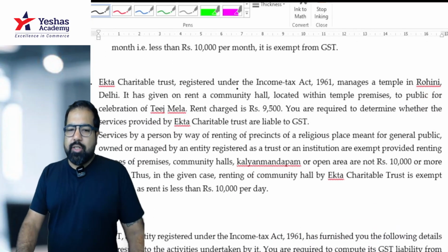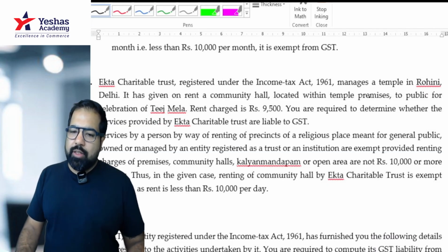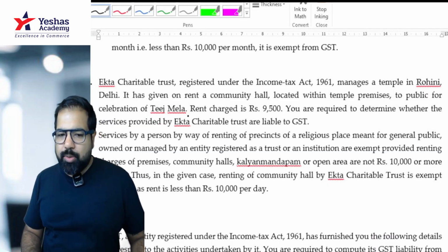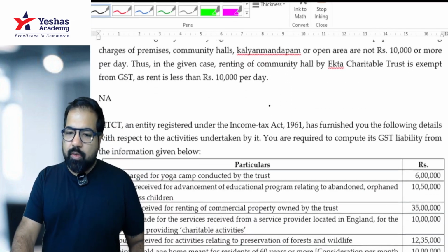Ekta Charitable Trust, registered under the Income Tax Act, manages a temple in Rohini, Delhi. It is given on rent a community hall located within the temple premises to the public for celebration of Tej Mela. Rent charges 9,500. This is completely exempt, no problem at that.